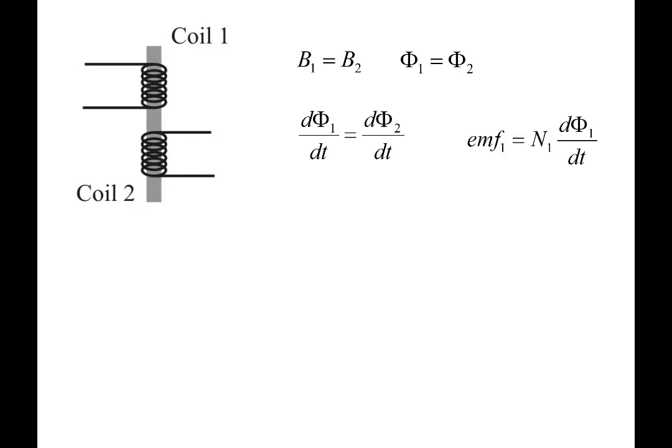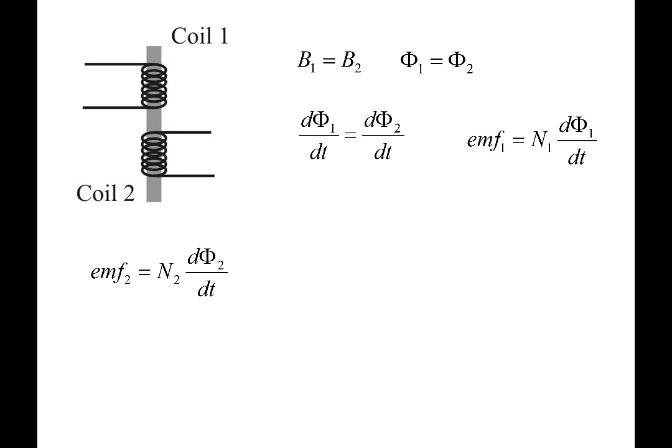And of course, we've shown that we can talk about the induced voltage in relation to the change in magnetic flux. So the voltage in 1, subscript 1, is equal to N1, that's the number of turns in coil 1, times the rate of change of magnetic flux through coil 1. And similarly, we can write exactly the same expression for coil 2 with the subscripts 2.